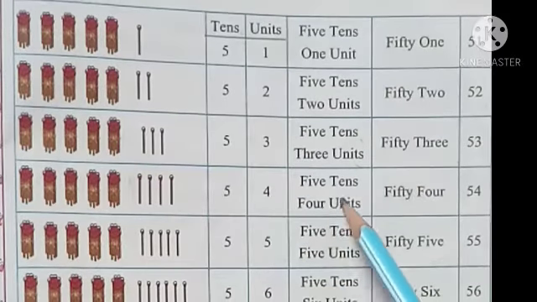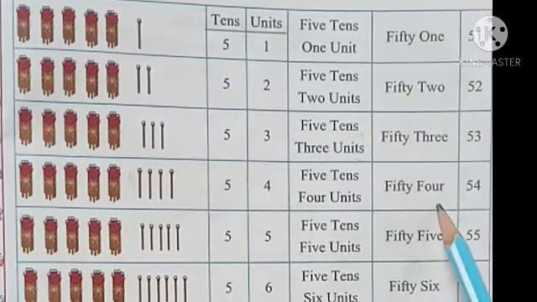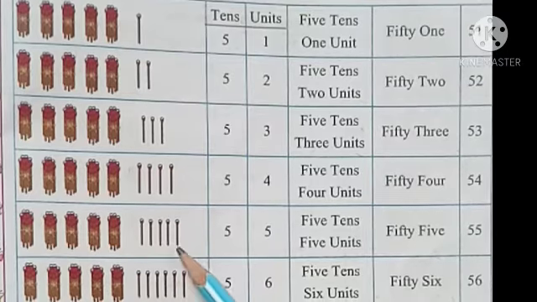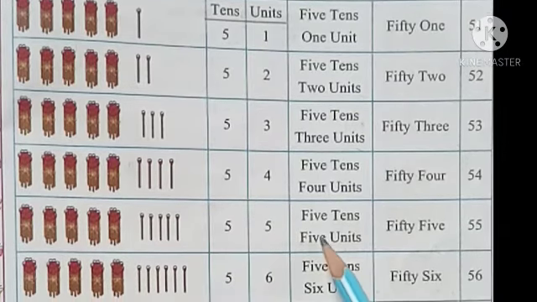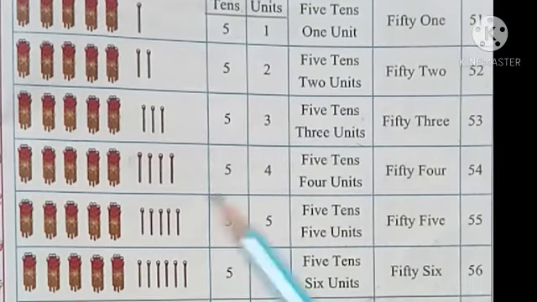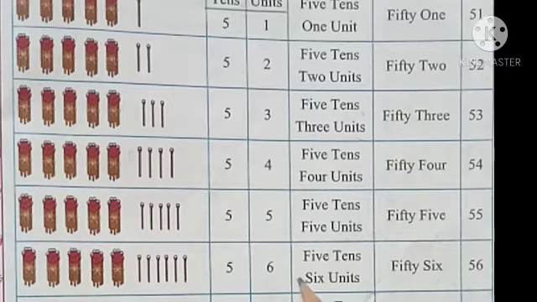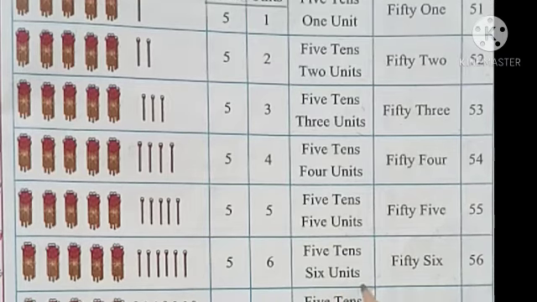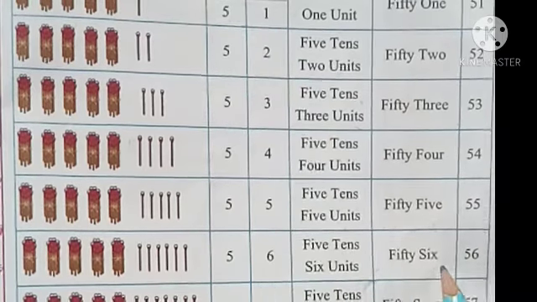5 tens, 4 units, 54. 5 tens and 5 units, 55. 5 tens and 6 units, 5 tens, 6 units, 56.